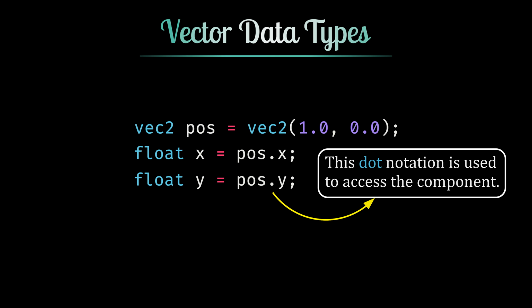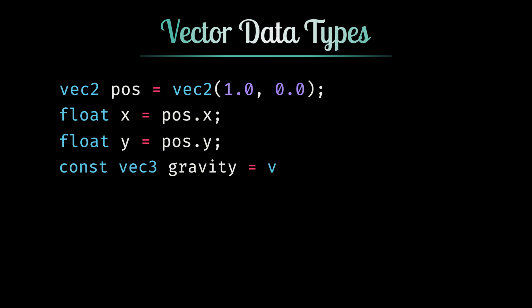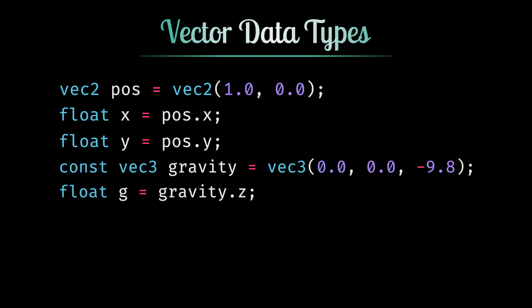In the same way, we can define a constant variable preceding it with the keyword const, like const vec3 gravity. We can access the z component, or the third component, by .z notation. The const keyword ensures that the value of the variable shouldn't change during the execution of the code.